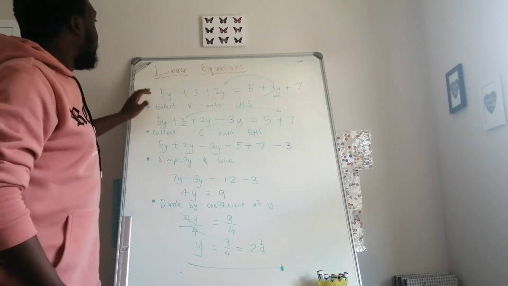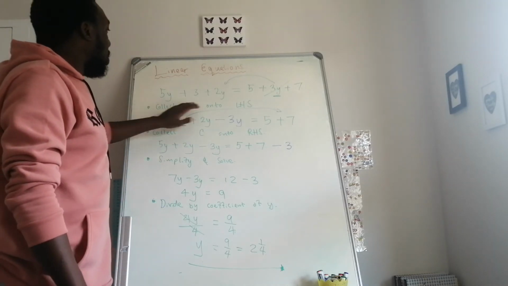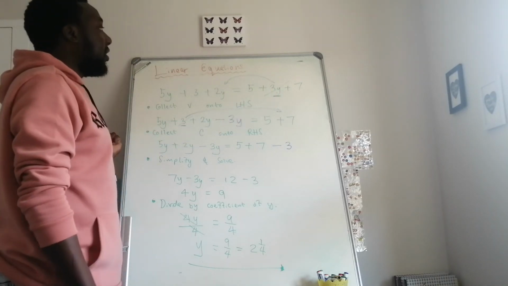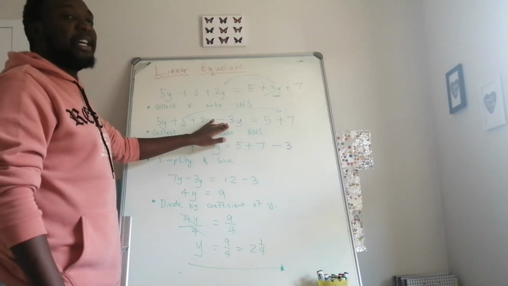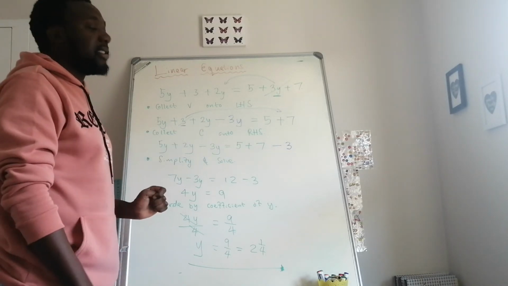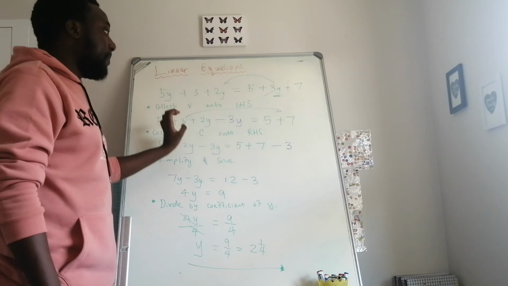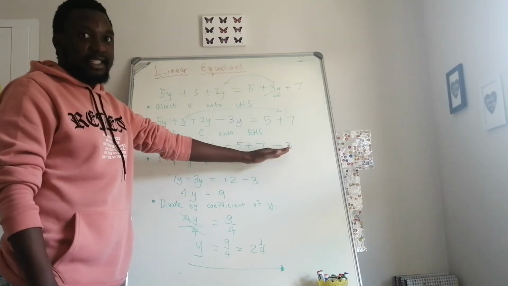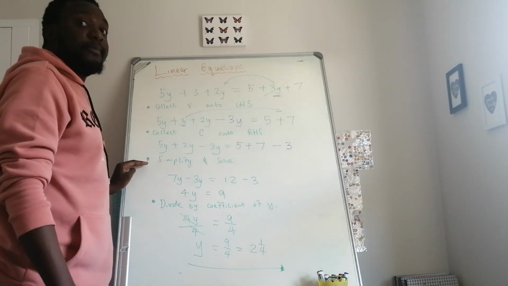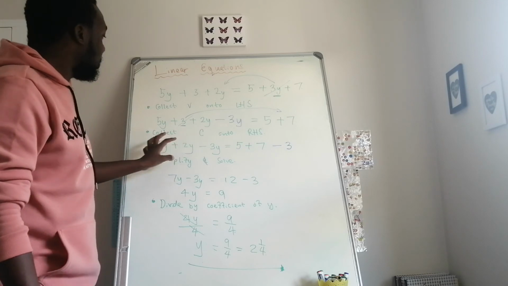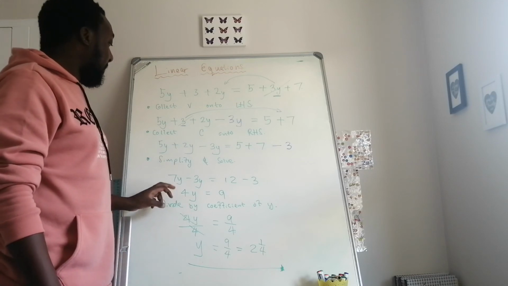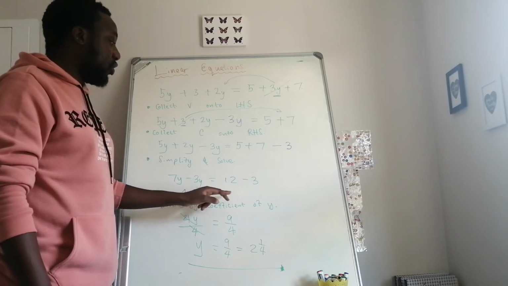So let me just take you through it again. The first step was to collect all the variables on the left hand side, take my 3y, bring it to my left hand side, becomes a negative 3y. Second step was to collect all constants to my right hand side, take the positive 3, take it to the right hand side, it becomes a negative 3, right? My second last step was to simplify. So I add and subtract all these like terms. I add and subtract my constants, right? And then I end up with 4y is equal to 9.